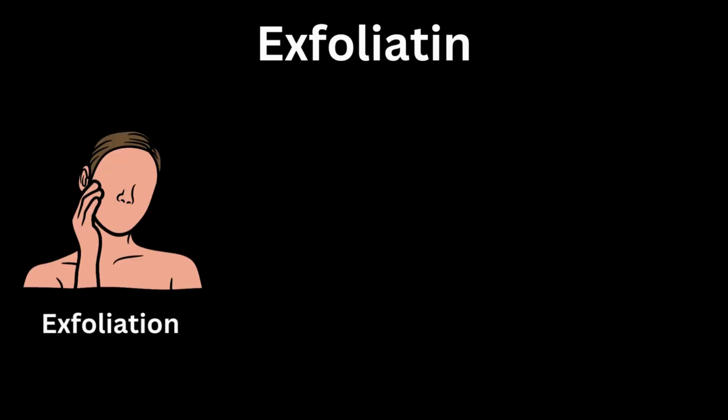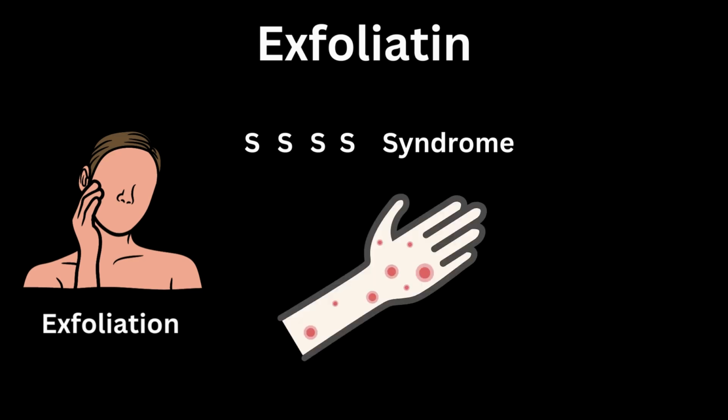Next, we'll discuss exfoliatin. If you know the word exfoliation, it's basically associated with the skin. Hence, exfoliatin is a toxin that causes a skin condition. It leads to staphylococcal scalded skin syndrome, SSSS. In this condition, the skin may develop several fluid-filled blisters on the surface, and these blisters are quite painful.